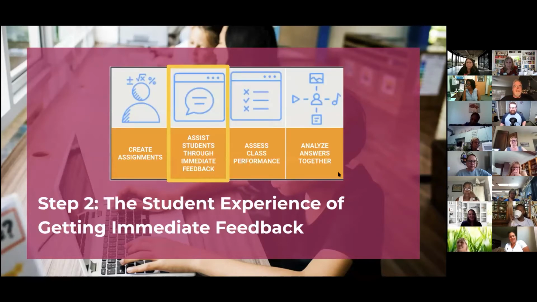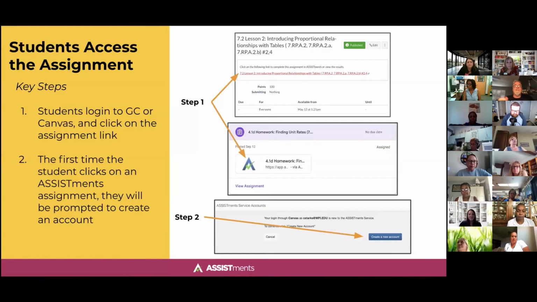So step 2 then is to figure out what the student experience is, and you're going to get to see this because you will get to be students in a few moments, to see what it's like and how you get immediate feedback as the student. Well, it looks something like this. The student goes into Google Classroom. They click on the assignment that the teacher has added to Google Classroom from assessments. They open it up. And by the way, the first time they've ever done this, if they've never used assessments, it's going to ask them to create an account. And the answer is yes, create an account.